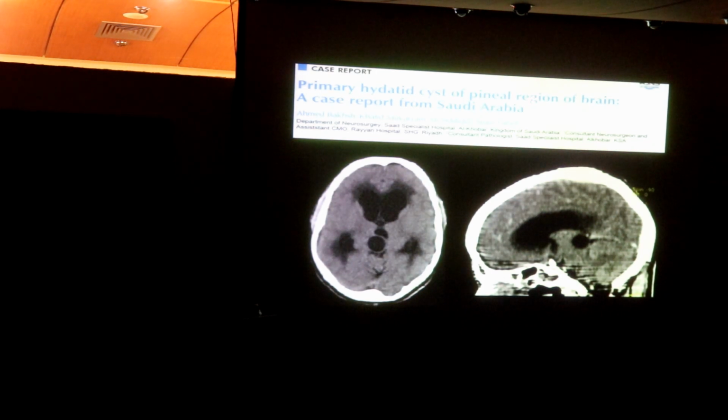And this is one of the fantasies. Hydatid cyst in the pineal region mimicking pineal cyst. This came from Saudi Arabia. So these are not fantasies, these are real cases, and you will face them. If you are well prepared, you will deal well with the patient. If you are ill prepared, like most of us, then you will not be able to manage this case properly.